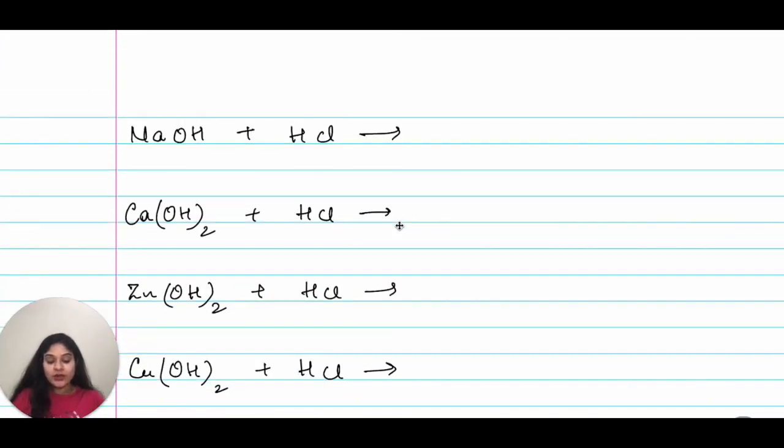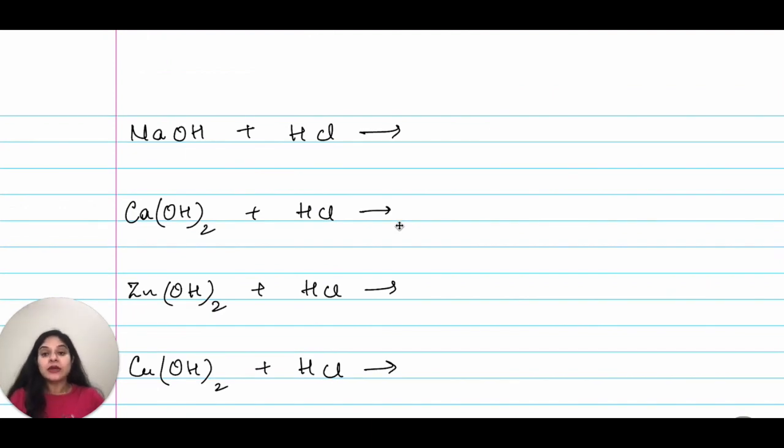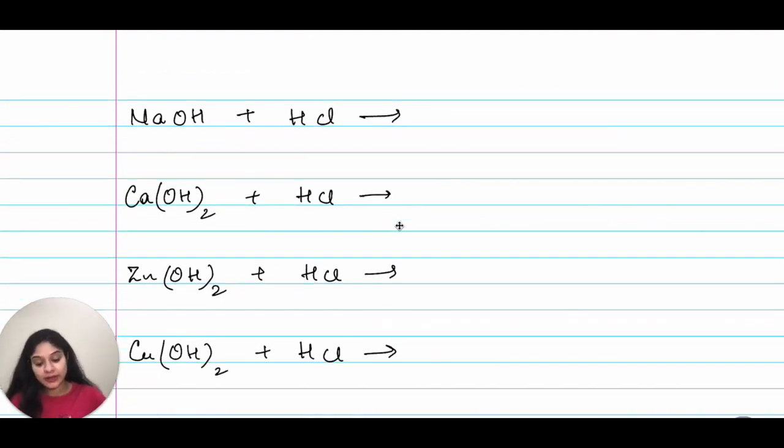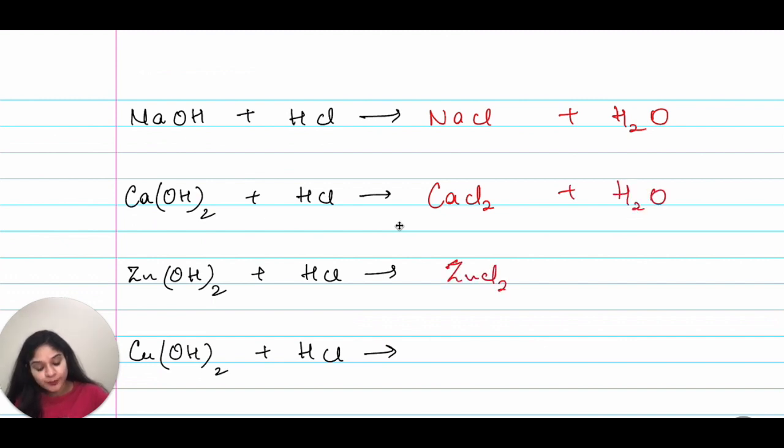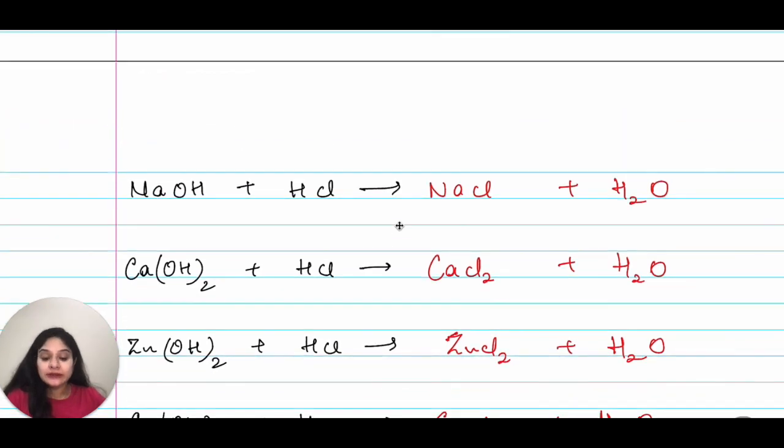Along with that, now we have hydroxides. Okay. Now when we have hydroxides, we have NaOH plus HCl. Similar type of reactions would happen. In this case, you get chlorides of the metal and you get water as the byproduct. So what do we get here? We get NaCl plus H2O, in this case, we get CaCl2 plus H2O, ZnCl2 plus H2O, CuCl2 plus H2O.